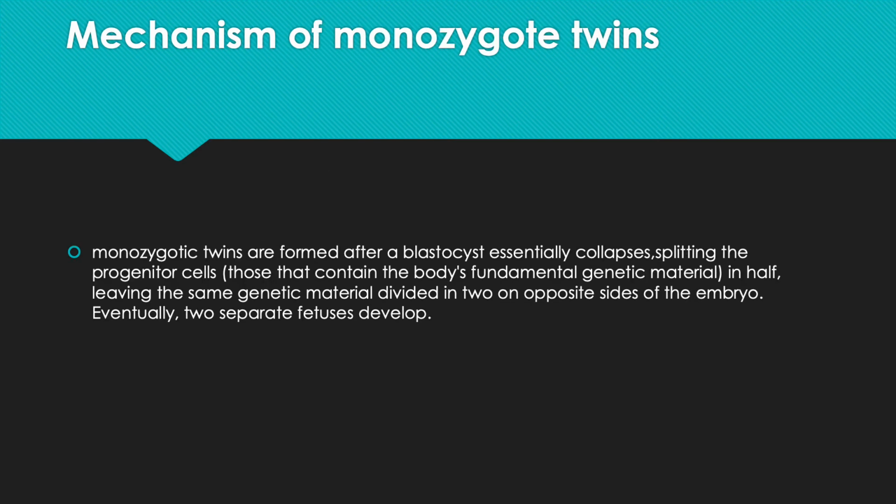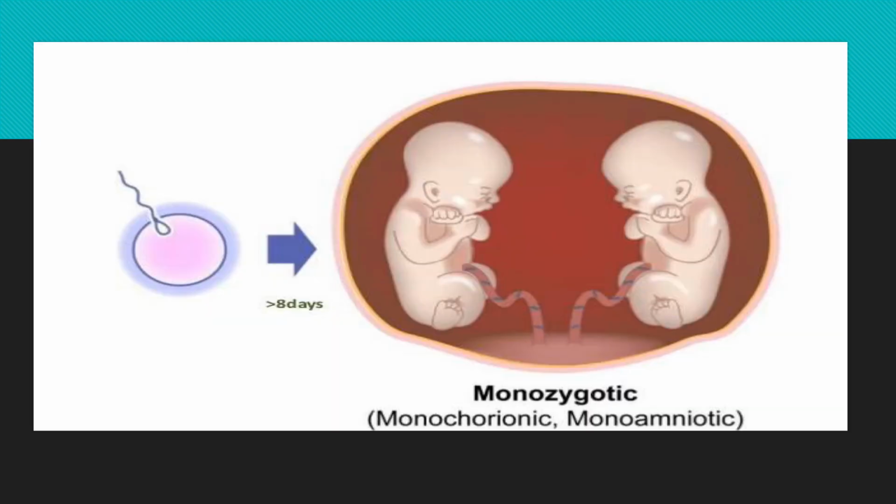Now we come to the mechanism of monozygote. What is the mechanism of monozygote? Monozygote twins are formed after a blastocyst essentially collapses, splitting the progenitor cells in half, leaving the same genetic material divided in 2 on opposite sides of the embryo. Eventually, 2 separate fetuses develop. This is a diagram of monozygote. We have one egg that is fertilized by one sperm and then divided into two siblings.